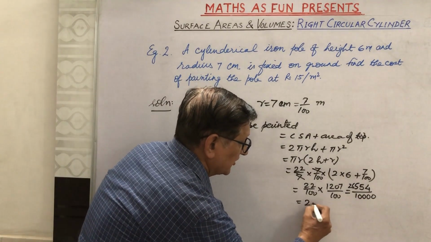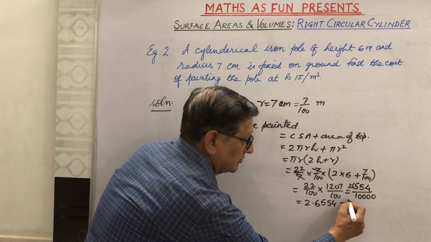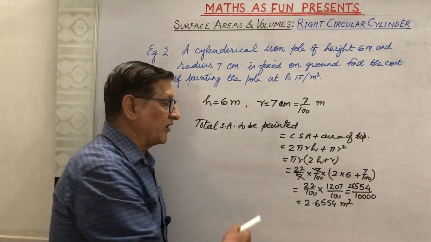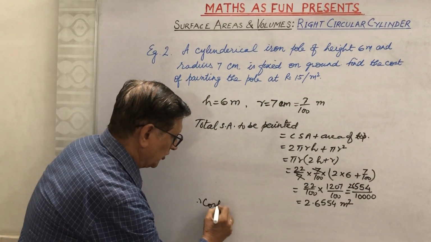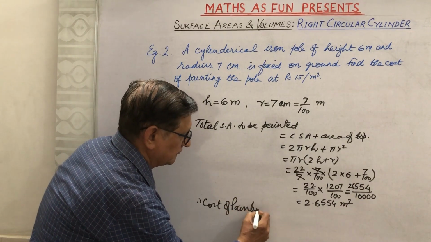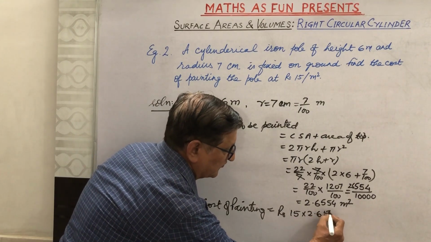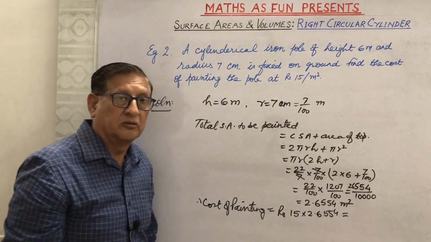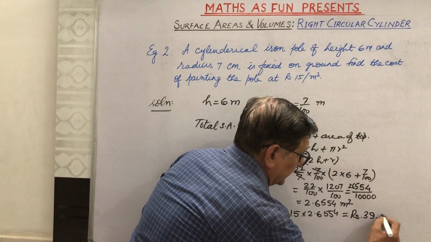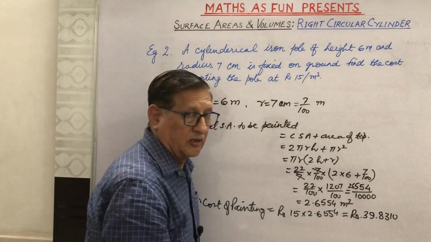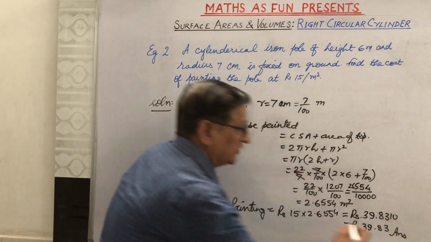Can we write this as 2.6554 meter square? Now to find the cost of painting, we have to multiply it by 15. So we can write therefore cost of painting is equal to rupees 15 into 2.6554 is equal to rupees 39.8310, or we can say rupees 39.83. This is the answer.